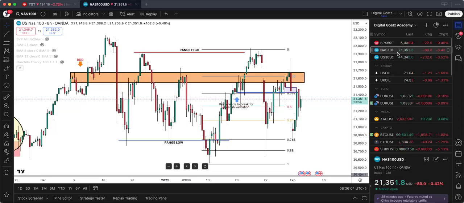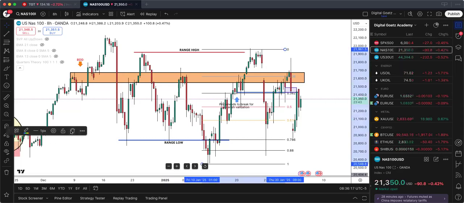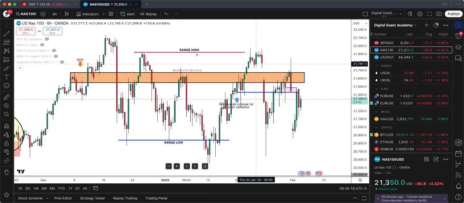So I do expect Bitcoin to remain bullish with the sideways movements until it's ready to break out. So that goes hand in hand with Nas. If you see, Nas has been ranging as well. We still have Nas not breaking from this range high or from this range low.